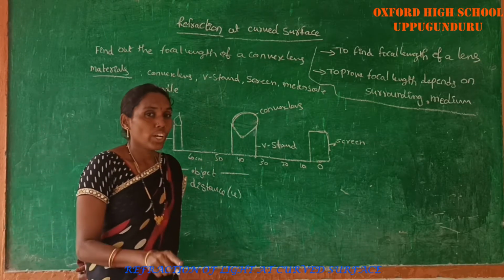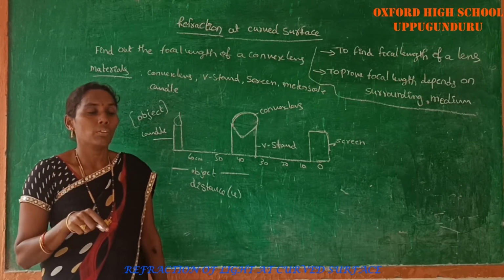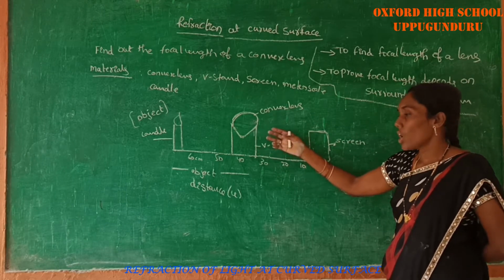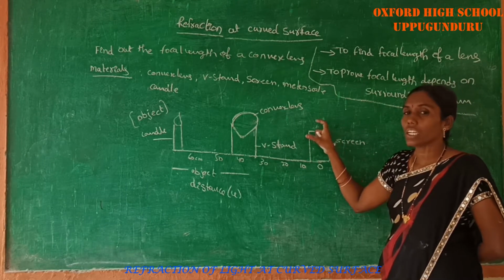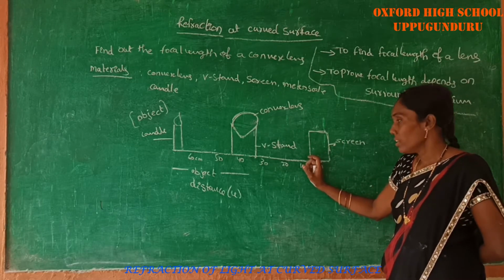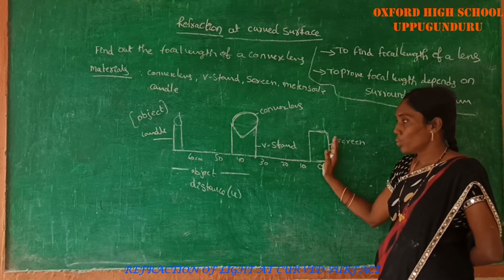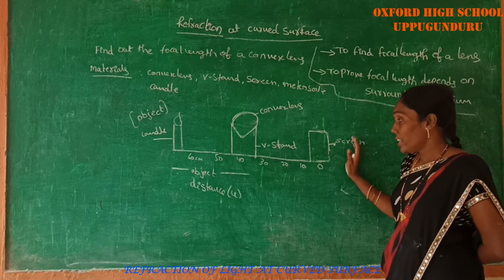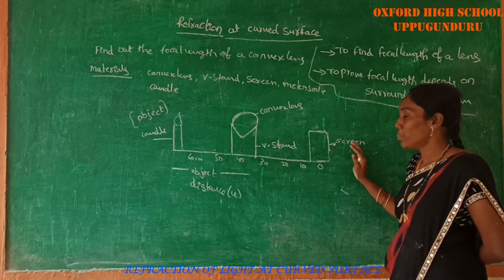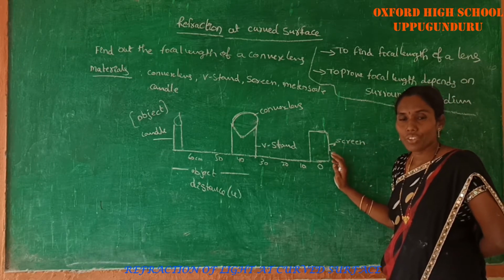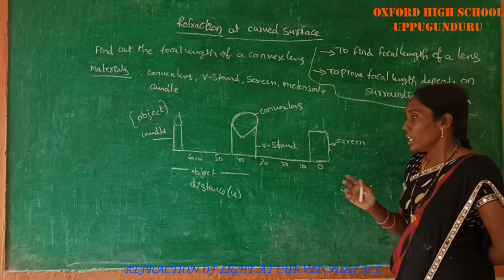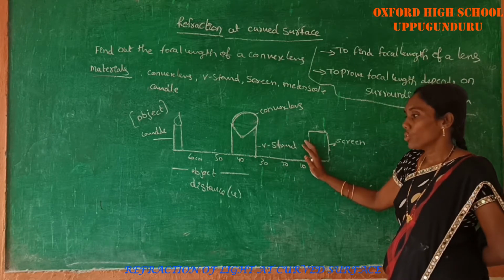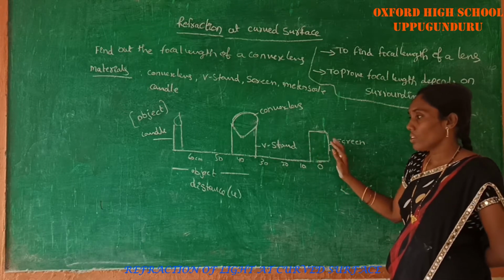Then we have to find where the image will be formed. By using the screen, we move the screen towards the convex lens or away from the convex lens until we get a clear image on the screen. What is the main importance of the screen? The screen is always used to capture the image.